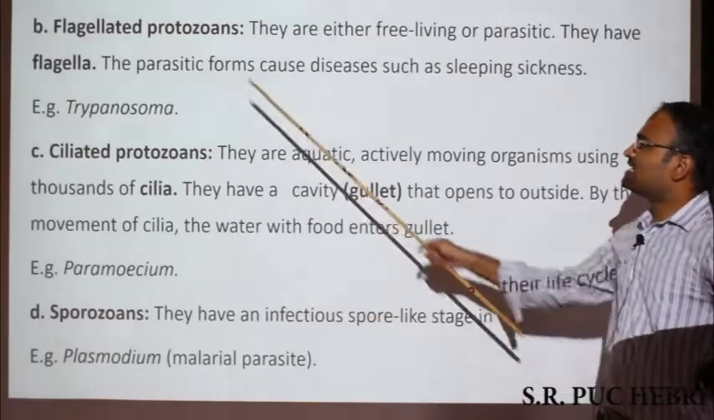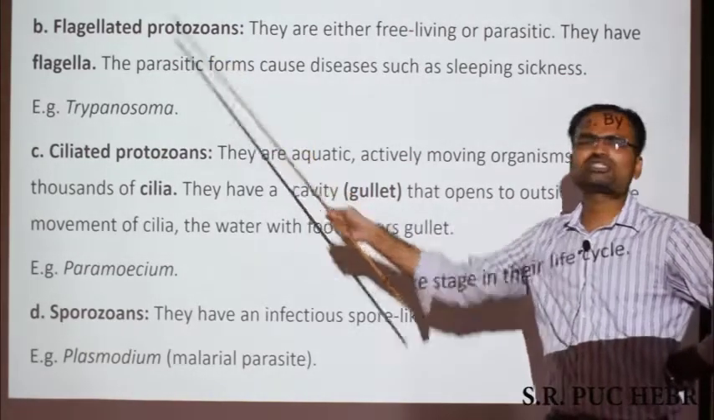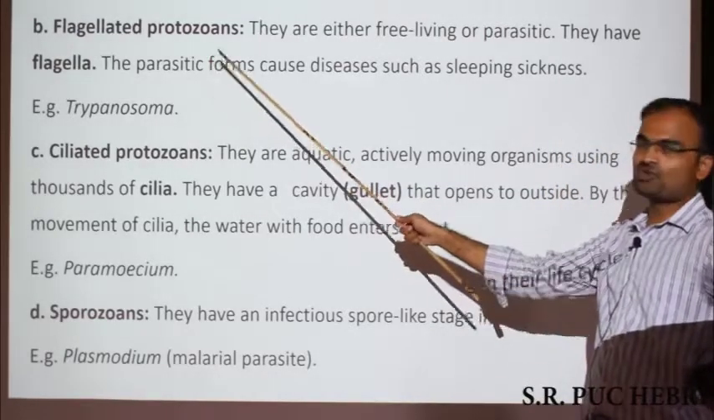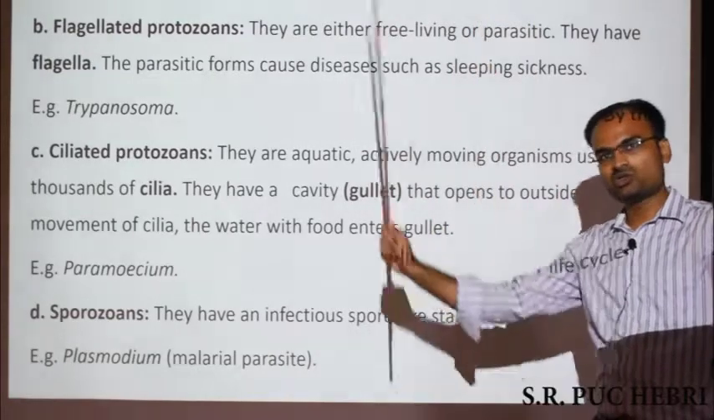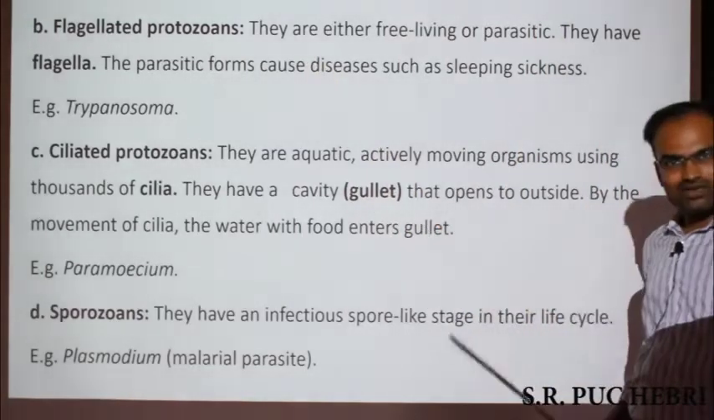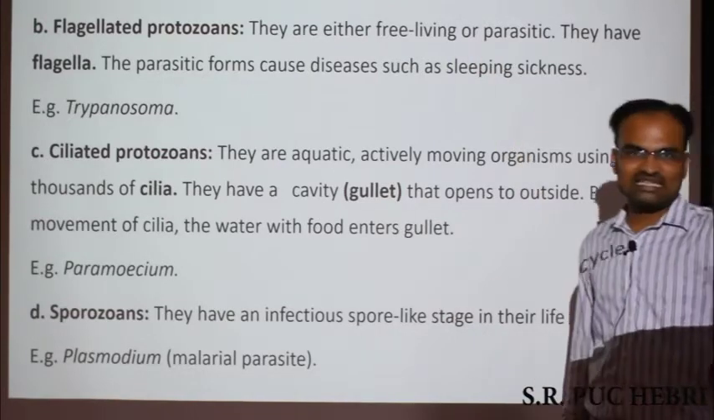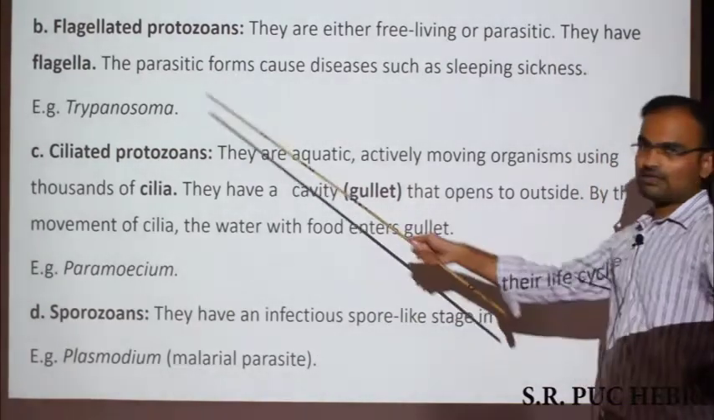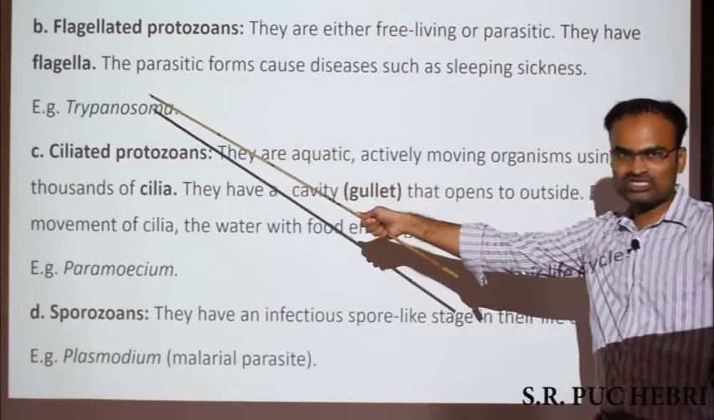Next group is flagellated protozoans. The protozoans which possess flagella are called flagellated protozoans. These flagellated protozoans differ from the dinoflagellates. Don't confuse that. Those are a different group, this is a different group. They may be free living, that means they may be heterotrophs, or they may be parasitic, found on other host organisms. They have flagella, as the name itself suggests.